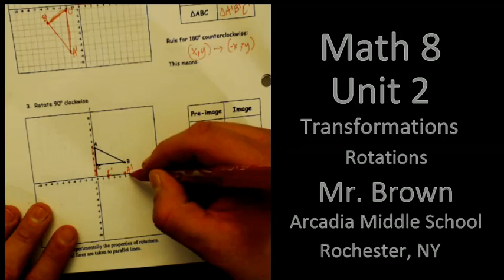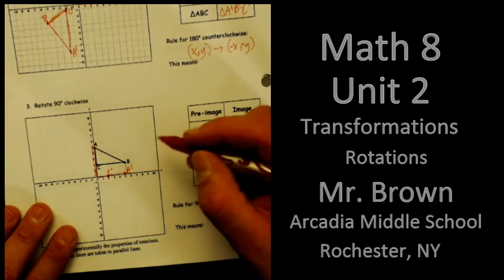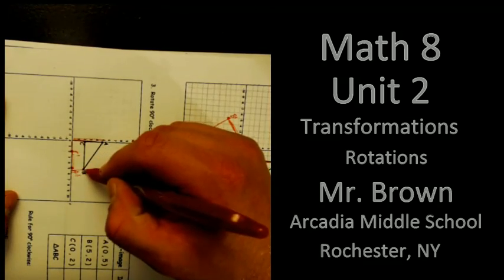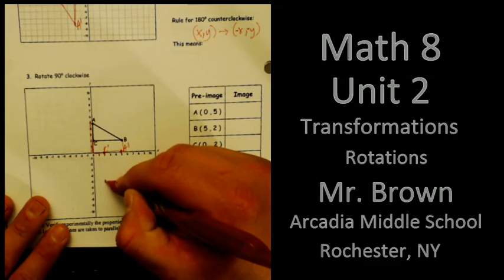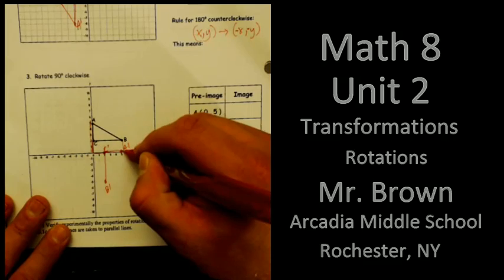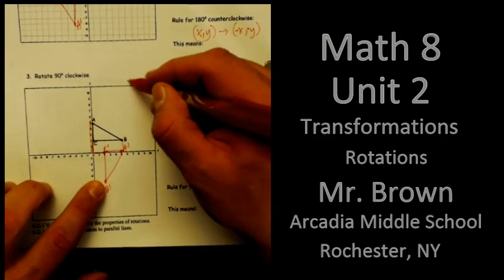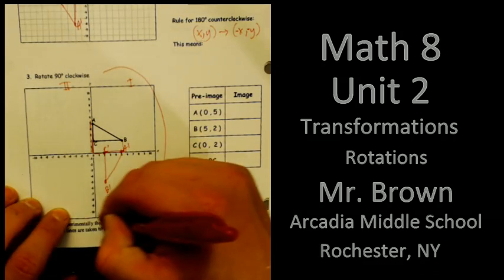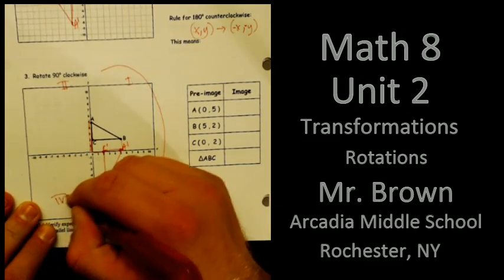B, how do you get there? You go over 5 and up 2. If I go over 5 and up 2 and I turn this way, it looks like it's going to go down 5 over 2. So that's what we're going to do. Go down 5 over 2. And there's your B prime. Once you connect the dots, you'll see that this rotated to the fourth quadrant because it's going clockwise. It's going against the quadrants. Okay, it's going the same way the clock hands would go in the classroom.